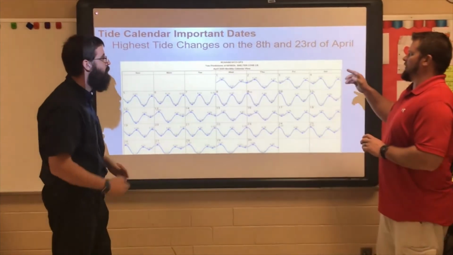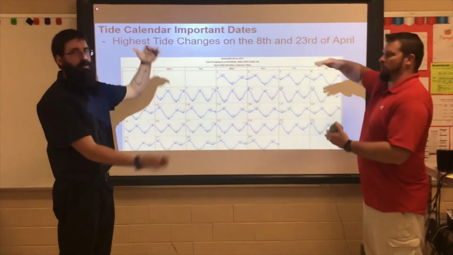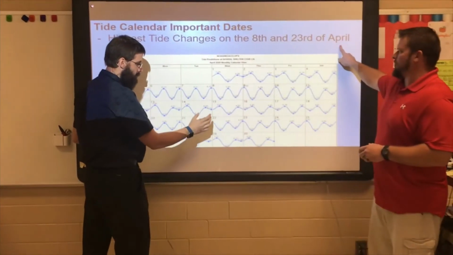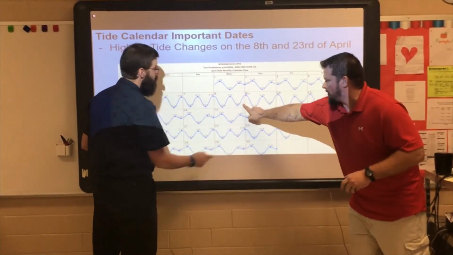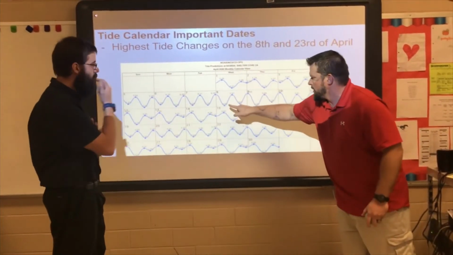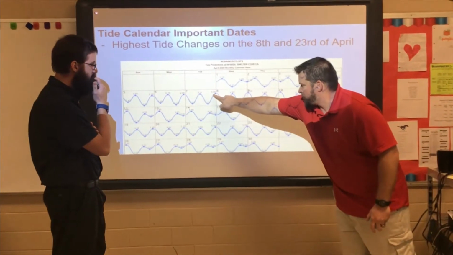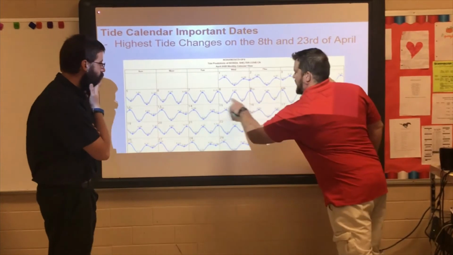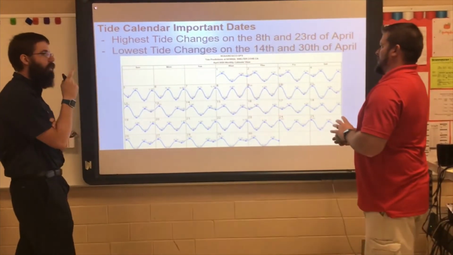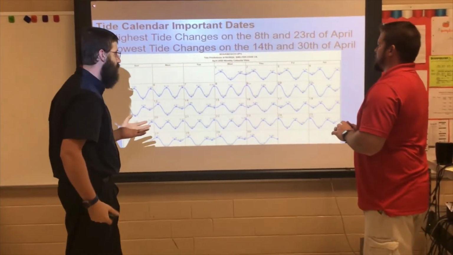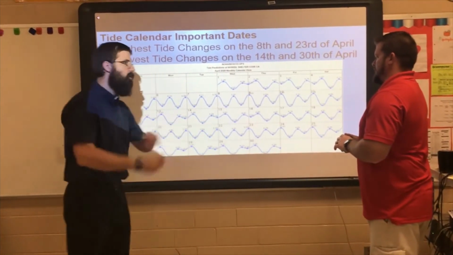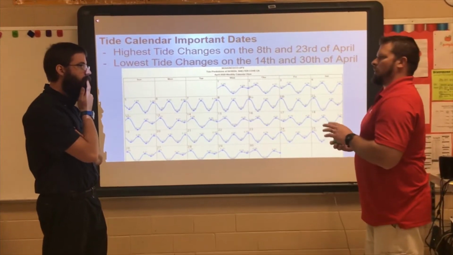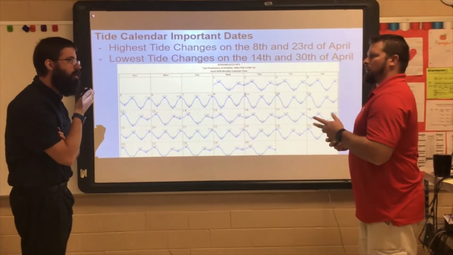So high tides are on the biggest change. The highest are going to be on the 8th and the 23rd of April. This day would have been our full moon right here, with the highest of 6.35 going into the 8th. So we have our highest areas here. And then we see our lowest changes happening on the 14th and the 30th, which were the first quarter and the third quarter moons.